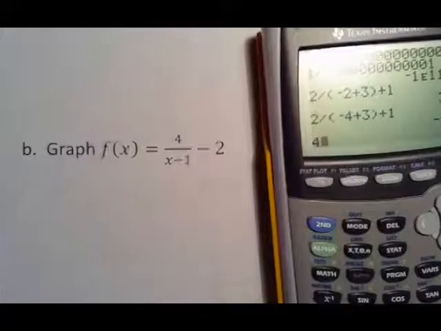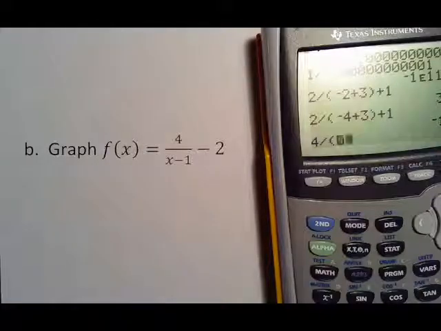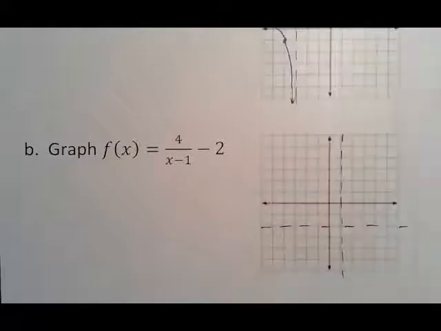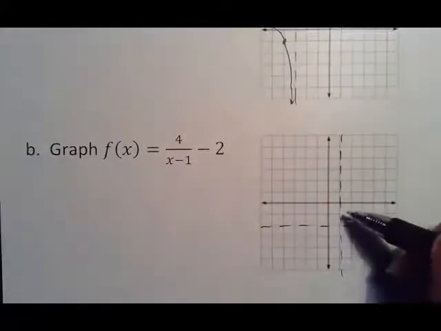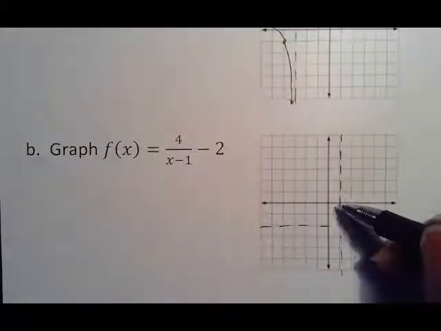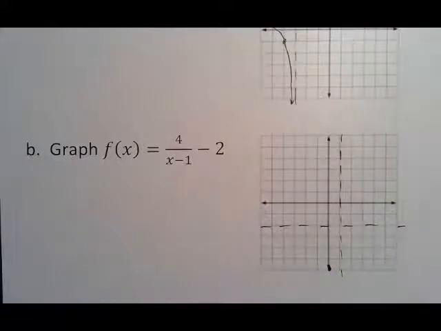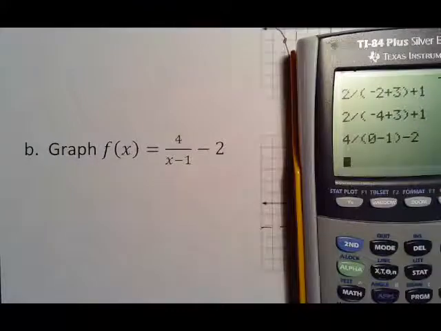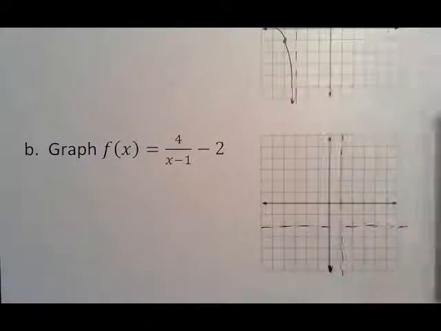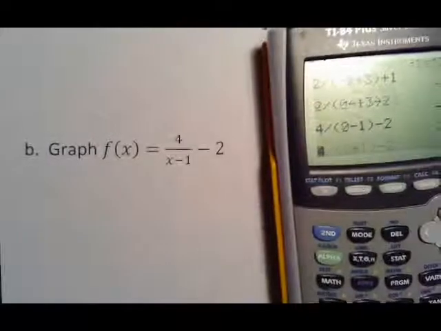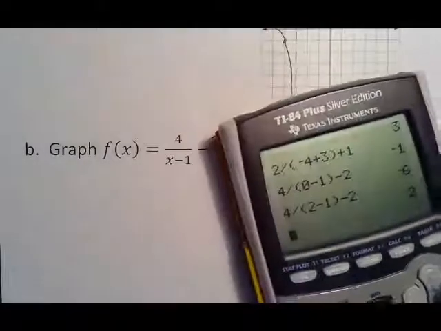So 4 divided by parentheses 0 minus 1, minus 2 gives me the answer of negative 6. Is that even in the graph? 0, 1, 2, 3, 4, 5, 6, and I guess it is. And then I will also do the second enter and choose 2 as my other point, which gives me the answer of 2.